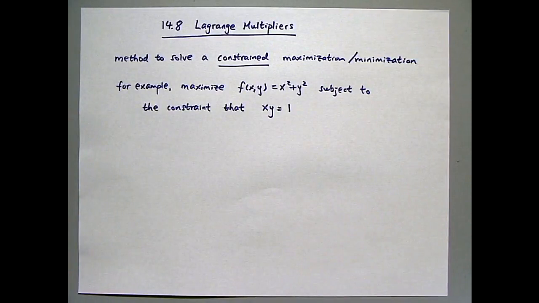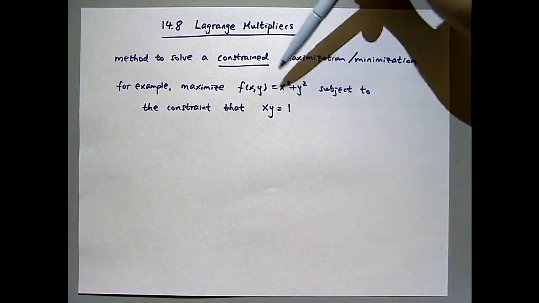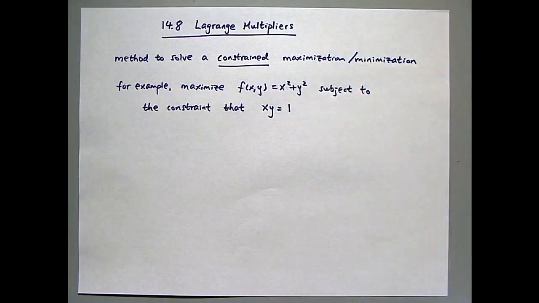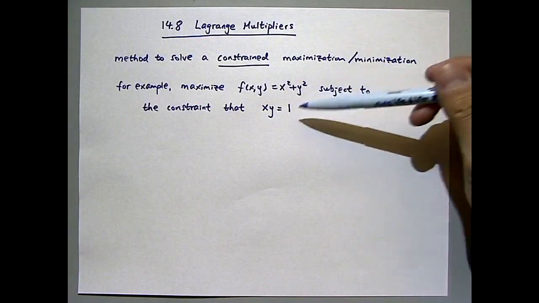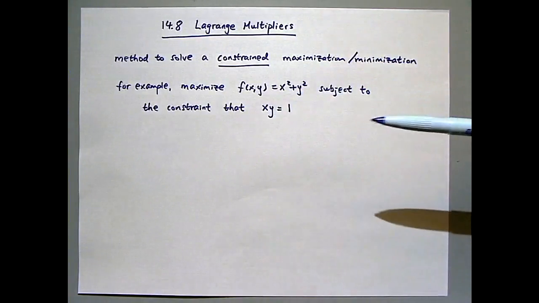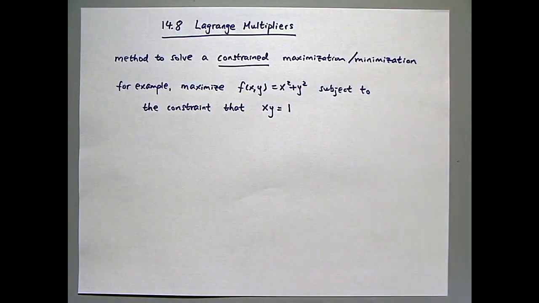Okay, so this is a statement of a constrained optimization problem. You want to optimize certain things, but now there's a condition. You can't arbitrarily choose x and y anymore. They have to obey this condition. If x is 10, then y has to be 1 over 10. Things like that.